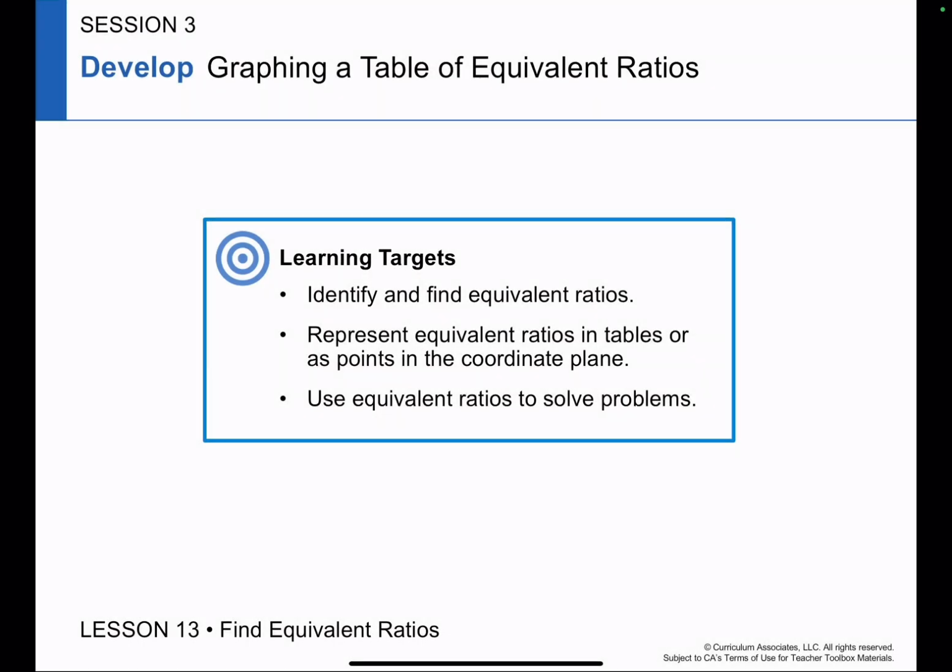All right, so in this lesson, we're going to be identifying and finding equivalent ratios and working from there to solve some problems. We want to represent equivalent ratios in tables, but also as points on a coordinate plane. We want to use those equivalent ratios in the tables and those graphs on the coordinate plane to help us solve some problems as well.